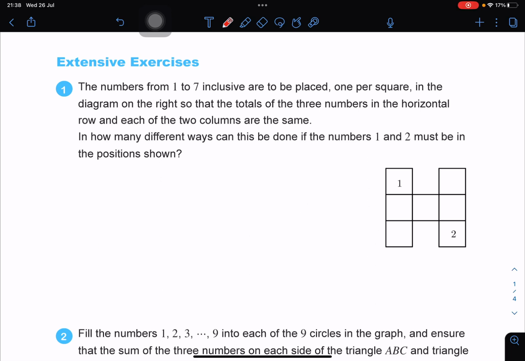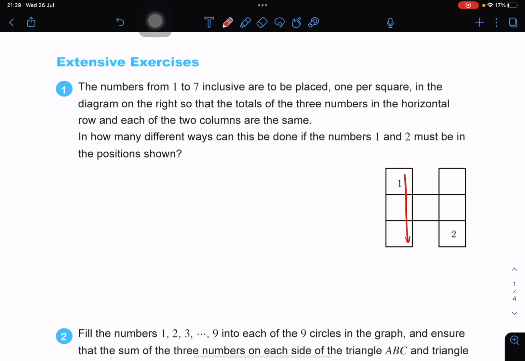Hello everyone, let's take a look at Lesson 1 Extensive Exercises, Question 1. The first question says that the numbers from 1 to 7 inclusive are to be placed 1 per square in the diagram on the right, such that the totals of the three numbers in the horizontal row and in each of the two columns are the same. So, if the question says that numbers 1 and 2 must be placed in the positions as shown, how many different ways can this be done?